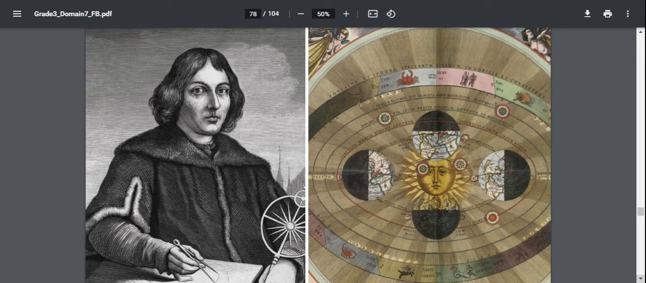Name another astronomer who later worked to prove Copernicus's heliocentric view that Earth and other planets orbited the sun. Galileo. How did he support Copernicus's ideas with his own discoveries? Well, Galileo used a telescope and saw that Jupiter had four moons orbiting it, showing that there were some things in space that didn't orbit around Earth.